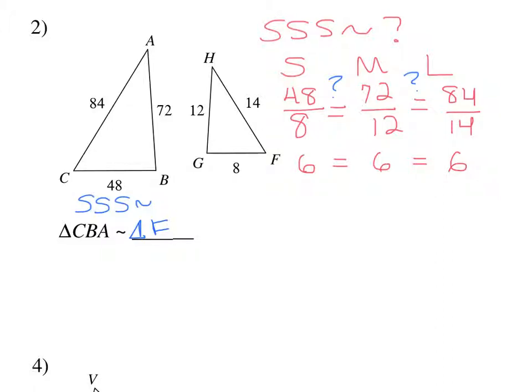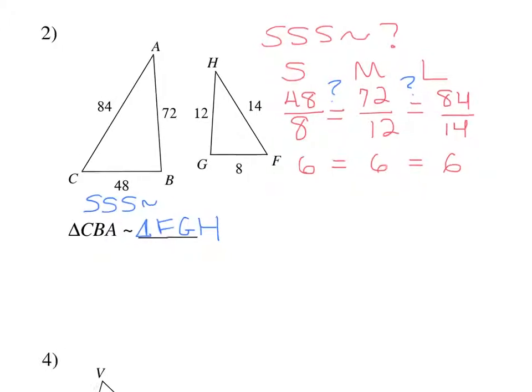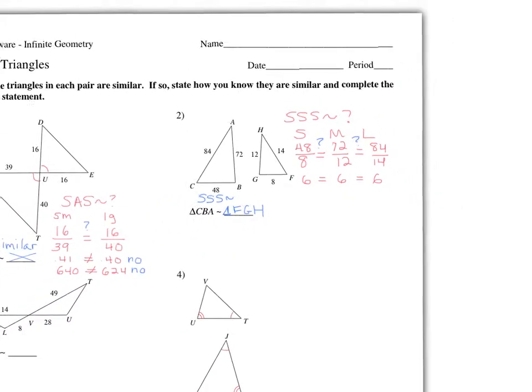Then to go with B next as my middle letter, B is opposite the longest side. So we want to go opposite the longest side, and that's going to be G. And then finally we have the final vertex of H. So that's what we should see for those first two problems.